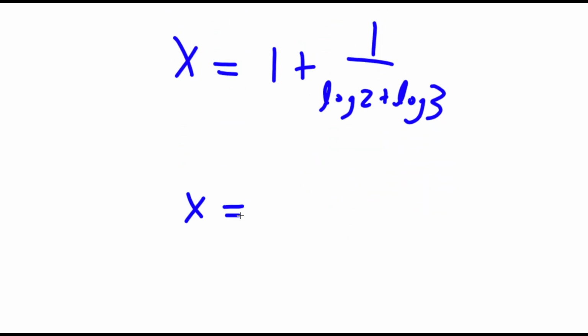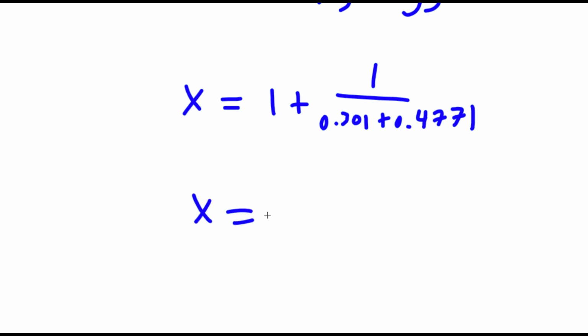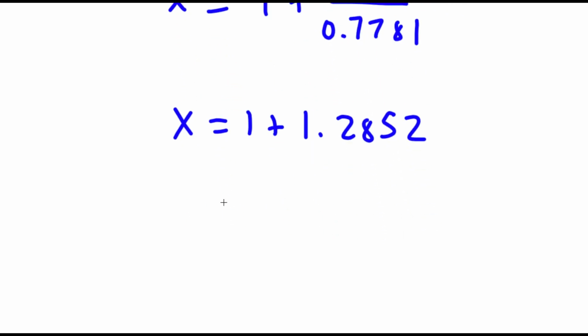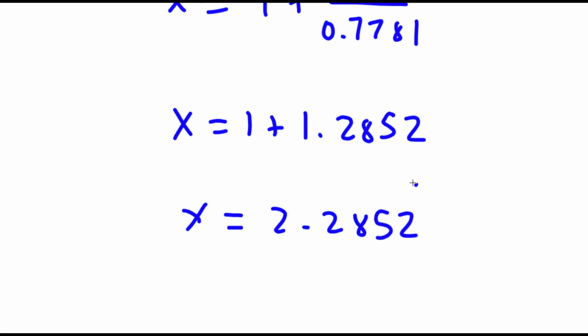And log 2 is equal to 0.301. Log 3 is equal to 0.4771. So x is equal to 1 plus 1 over 0.7781. Now 1 over 0.7781 is equal to 1.2852. So 1 plus 1.2852 is equal to 2.2852. So this is my answer.